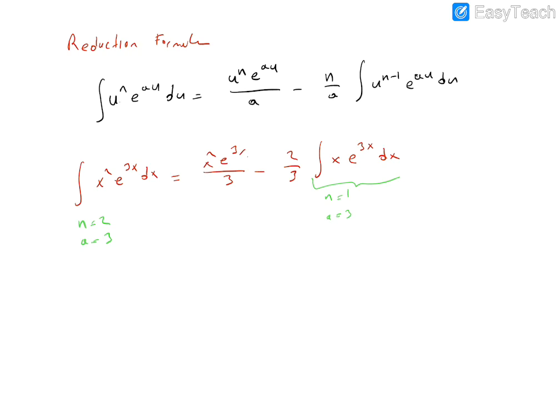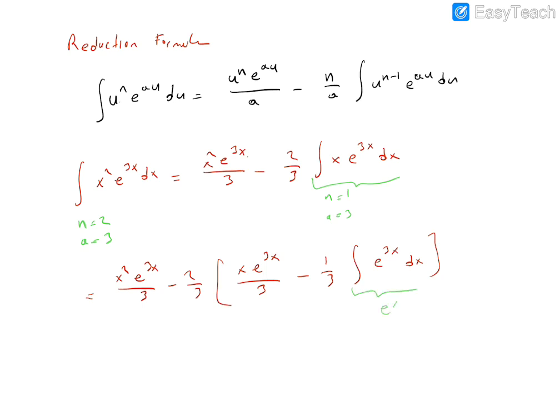So let's repeat first of all this part, okay? So x squared e to power 3x over 3 minus 2 over 3. For this integral, I will use this formula. n is 1, so x e to power 3x over 3, a is 3, minus 1 over 3 integral, n is 1, so x to power 0, e to power 3x dx. And we know this integral equals e to power 3x over 3. So as a result, we obtain the answer, okay?